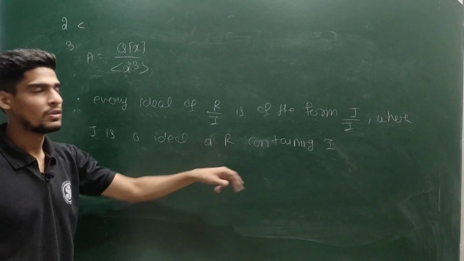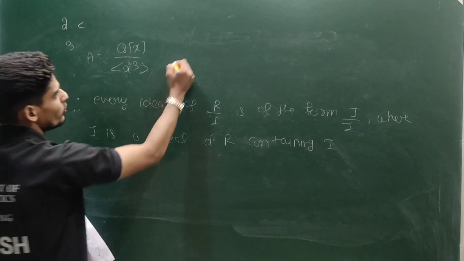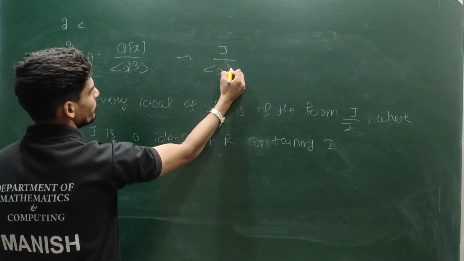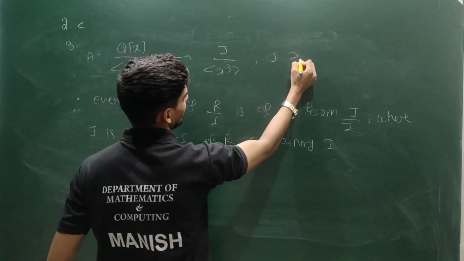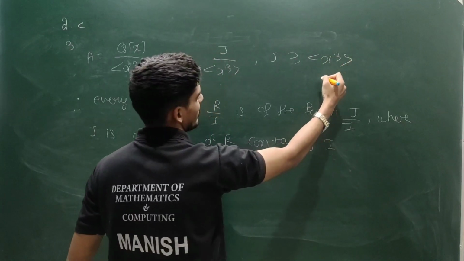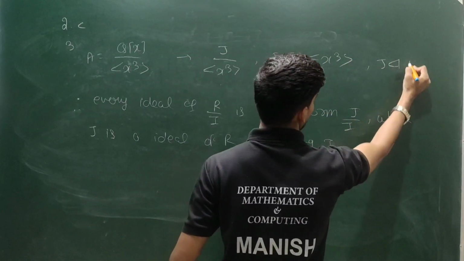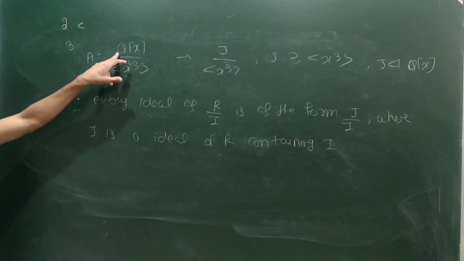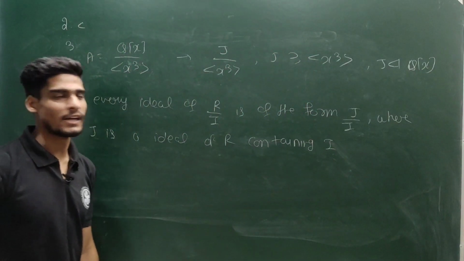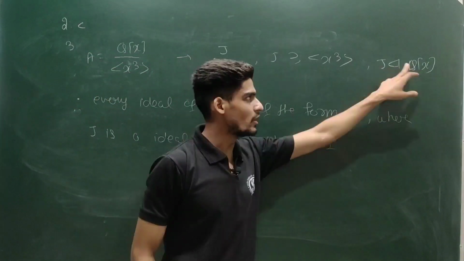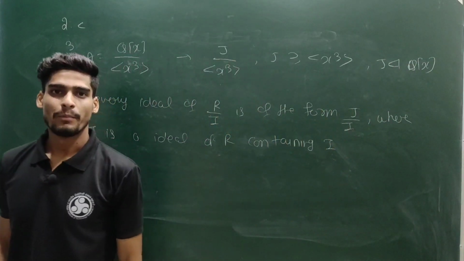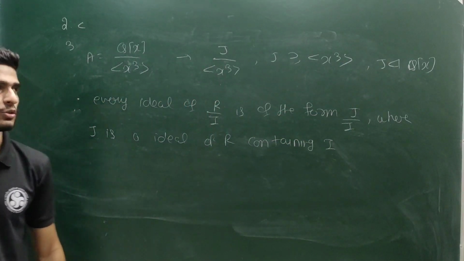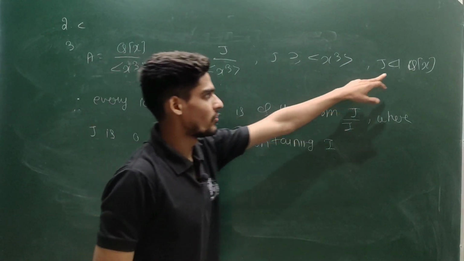Every ideal of R/I is of the form J/I, where J is an ideal of R containing I. So what format will its ideals be in? Say J/I where I is x^3 and J contains this ideal and J is itself an ideal in Q[x]. Now this Q is a field, so Q[x] is a principal ideal domain. I can make use of that. So every ideal of Q[x] will be a principal ideal. So this J will be generated by some single element, that we know. So this is the use of PID.